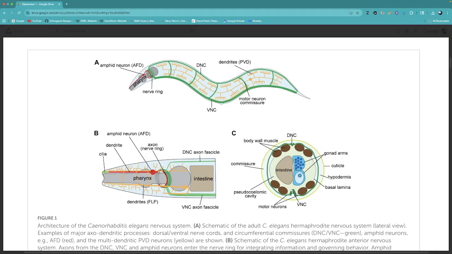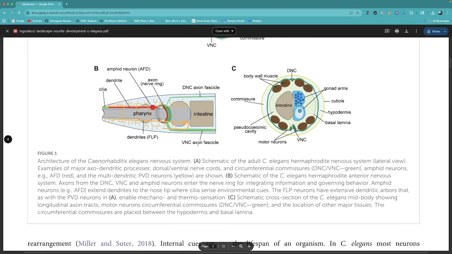And so you can see that there are these projections that are needed throughout the body of C. elegans to bring information to different parts of the other parts of the body, including the central nervous system. So you can see where you need to have this process active across the organism throughout the extracellular matrix. B is a schematic of C. elegans hermaphrodite anterior nervous system.